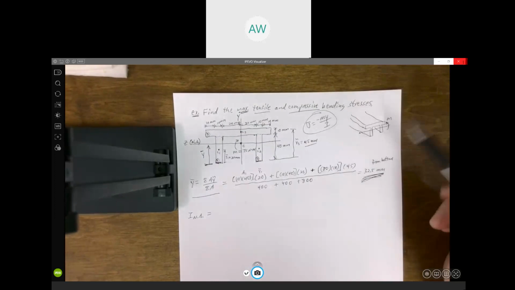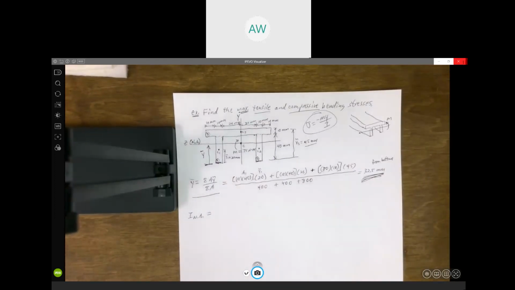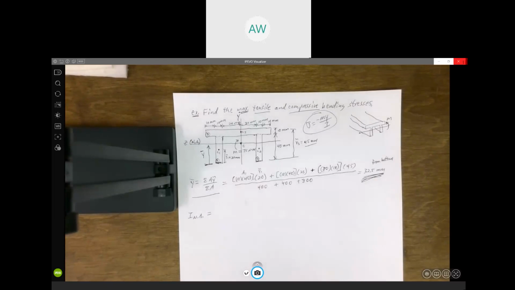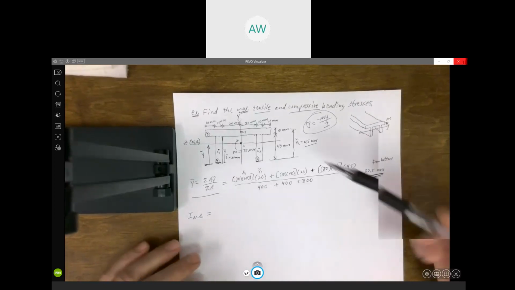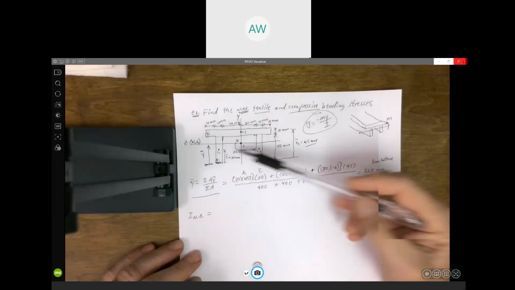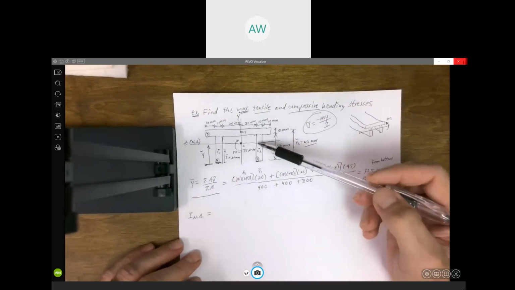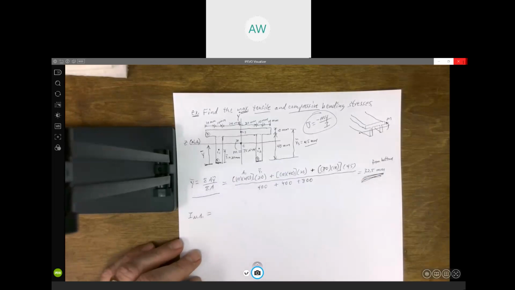Now, here we have all rectangles. I know the moment of inertia about the axis that goes through the centroid of a rectangle is 1/12 base times height cubed. But notice the centroids of these three rectangles, none of those three lie on the axis we're calculating. So we're going to have to use the parallel axis theorem.